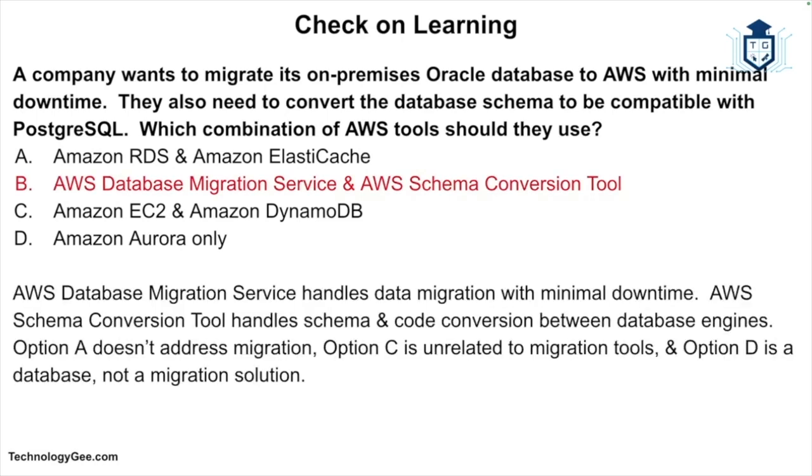And the correct answer is they're going to use AWS Database Migration Service and AWS Schema Conversion Tool. So AWS Database Migration Service handles data migration with minimal downtime. And AWS Schema Conversion Tool handles schema and code conversion between database engines. Option A does not address migration. Option C is unrelated to migration tools. And option D is a database, not a migration solution.